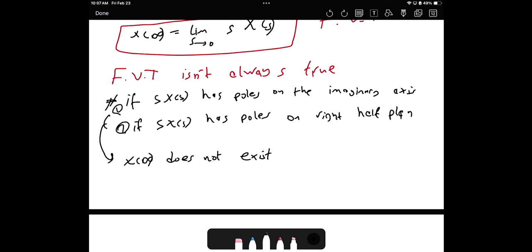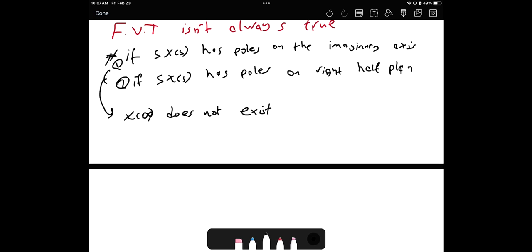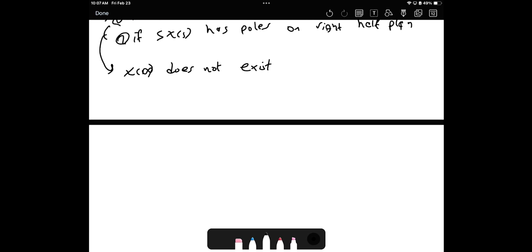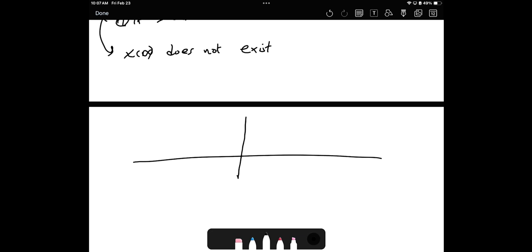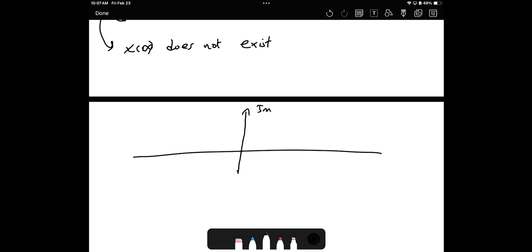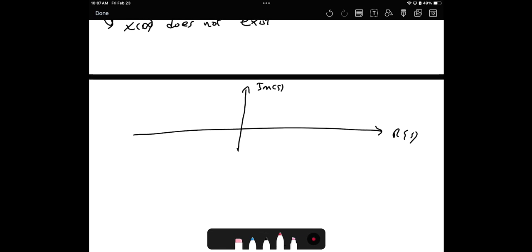What do I mean by right half plane or imaginary axis? So this is the xy plane. This is the imaginary axis, and this is the real axis. Basically, we will say that the poles must be in the left half plane.